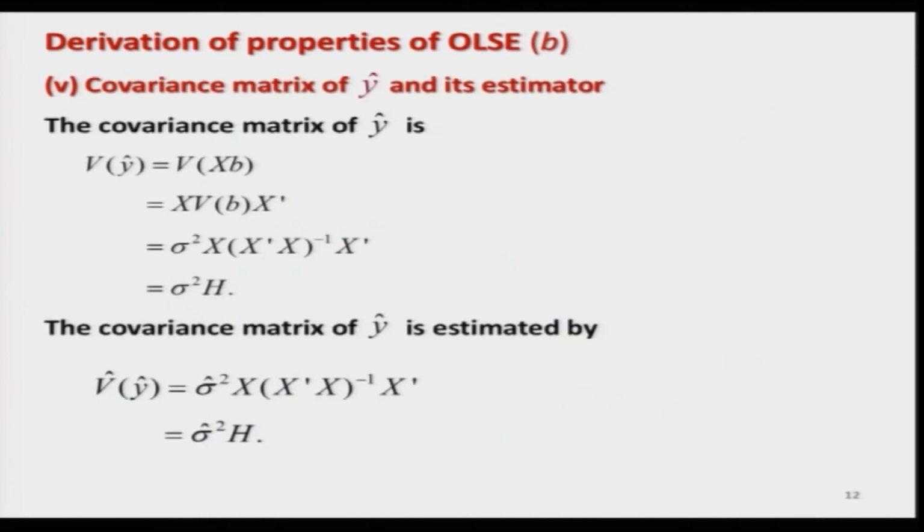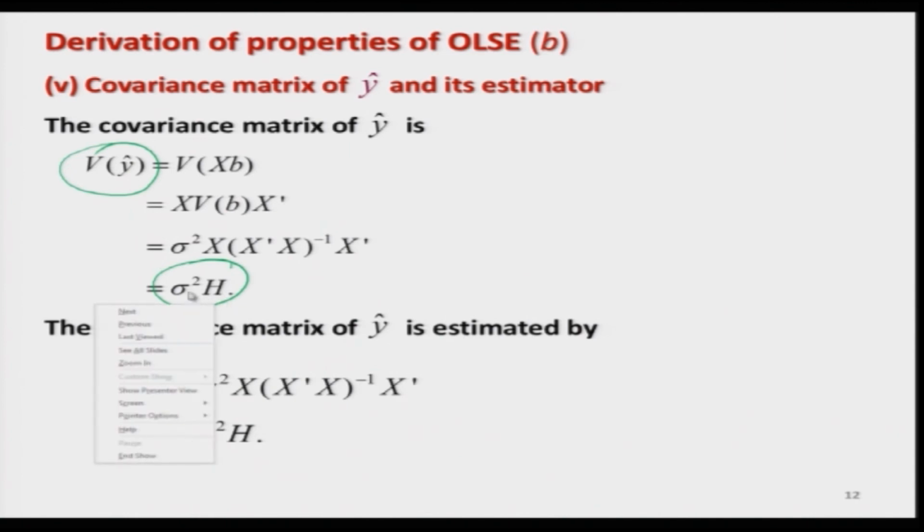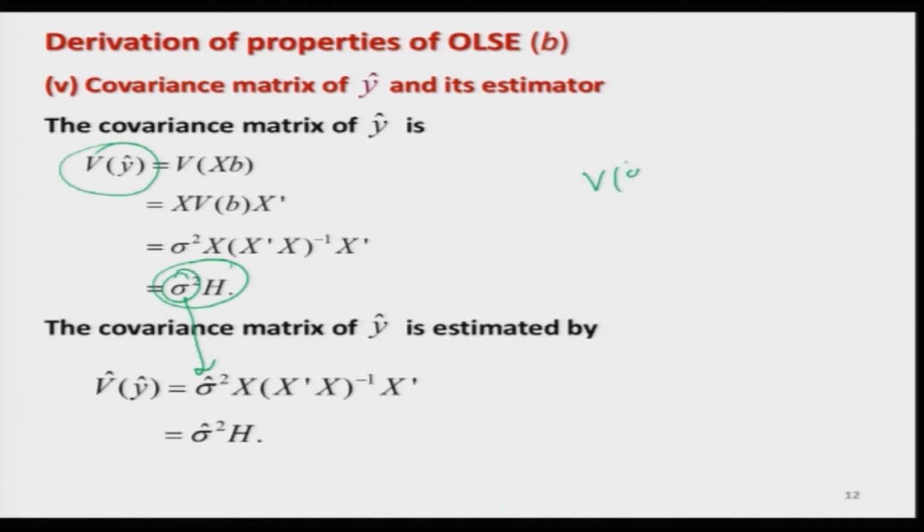So, hence now if you want to estimate the covariance matrix of y hat, you can simply replace the quantity sigma square by sigma square hat. If you remember, we had obtained the covariance matrix of y hat, the fitted values, which was sigma square H. Now, I can replace sigma square by sigma square hat, and I can obtain the estimate of the covariance matrix of y hat.